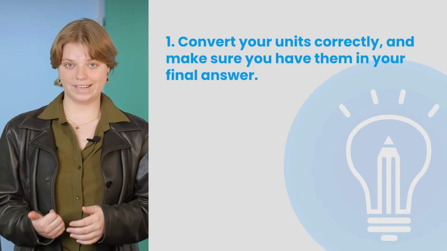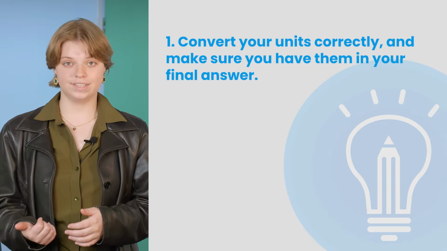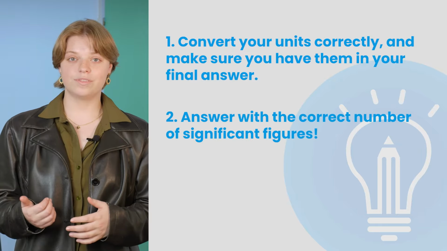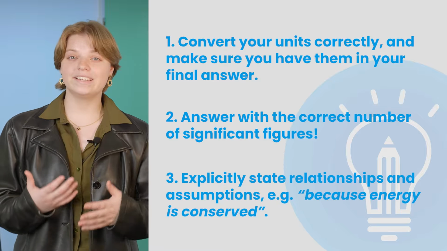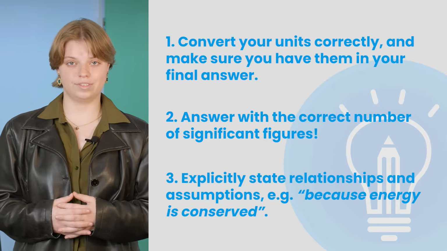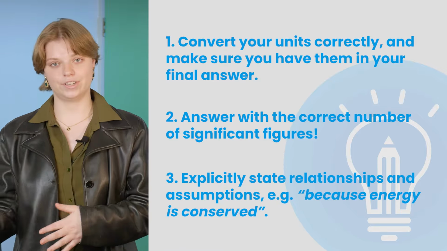Our final strategy is more of a quick set of reminders for your exams. Often small overlooked mistakes can be the difference between a merit or excellence and really limit your mark. Here's 3 things you should always make sure you're doing to avoid this happening to you. 1. Convert your units correctly and make sure you have them in your final answer. 2. Answer with the correct number of significant figures. And 3. Explicitly state the relationships and assumptions. For example, because energy is conserved.